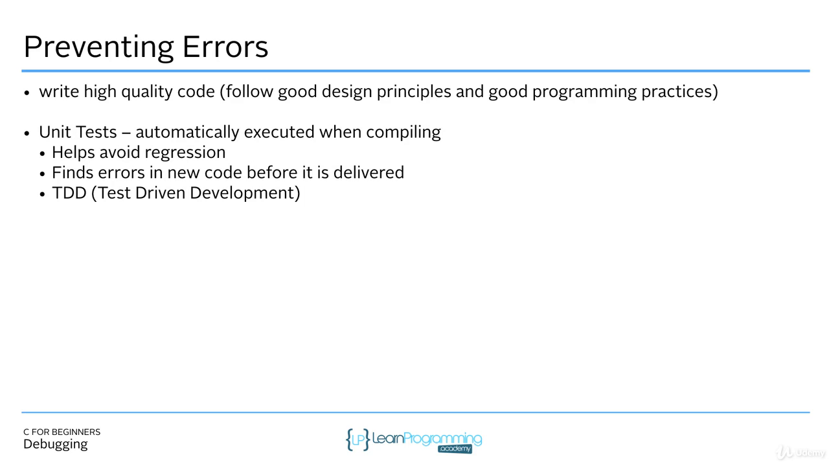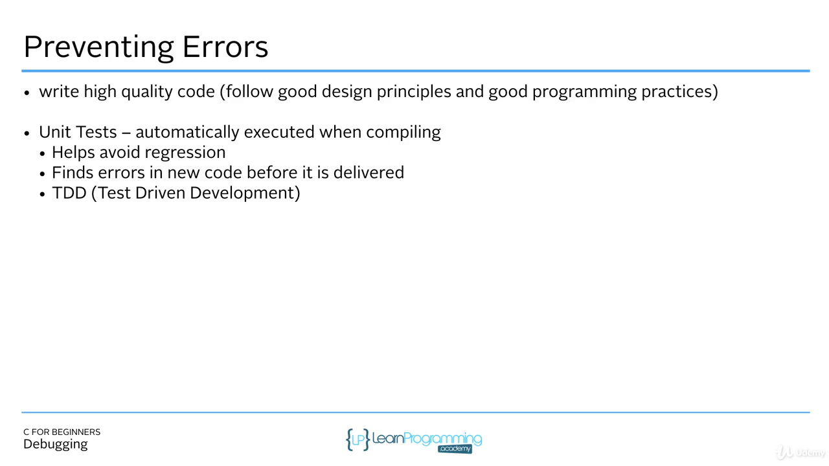Unit tests. Unit tests help prevent errors tremendously. Unit tests are executed usually automatically when you compile. Unit tests can help avoid regression. That's one of the most important factors. Regression is when you write new code and you introduce a bug on something that was previously working. You broke old code. You don't want to do that.